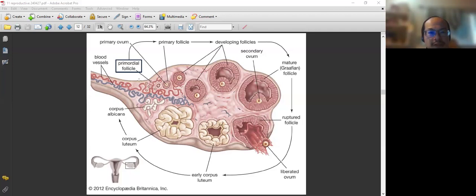So the follicle includes the primordial follicle. This is the follicle that you will find in the female body before puberty. After puberty, you will find primordial, and you will find primary, you will find secondary, you will find the mature one. The mature one is also called the Graafian follicle.